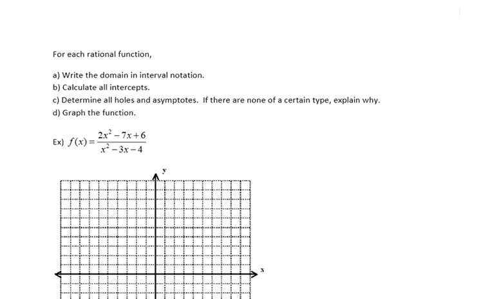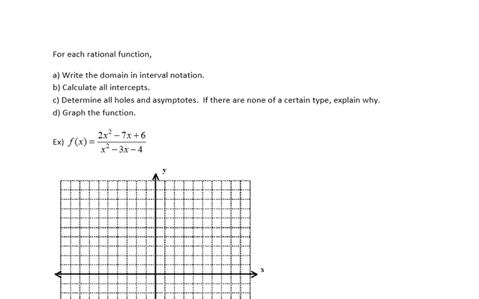So now I would like to go back to this particular page where it says on the top, for each rational function, write the domain in interval notation, calculate all intercepts, determine all holes and asymptotes. If there are none of a certain type, explain why. And then we're going to try to graph the function. All right, so we have f of x with this rational function.